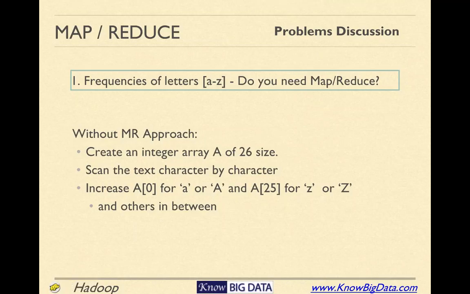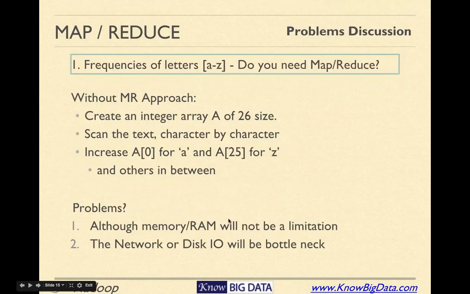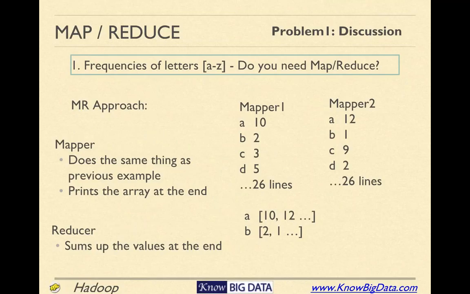Is it clear to everyone? So in case of MapReduce, this is the approach I would follow. Whatever we did in the non-MapReduce approach, where we just counted the number of characters, we can now do as part of the Mapper, one line at a time.